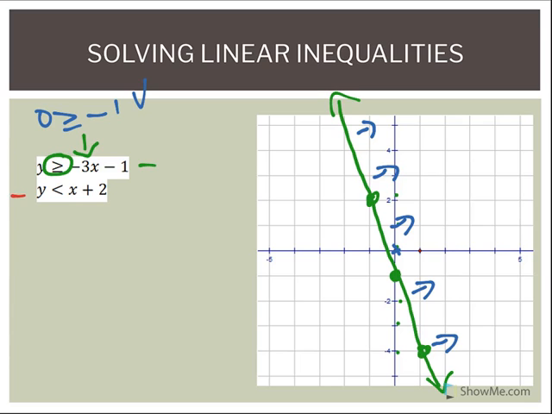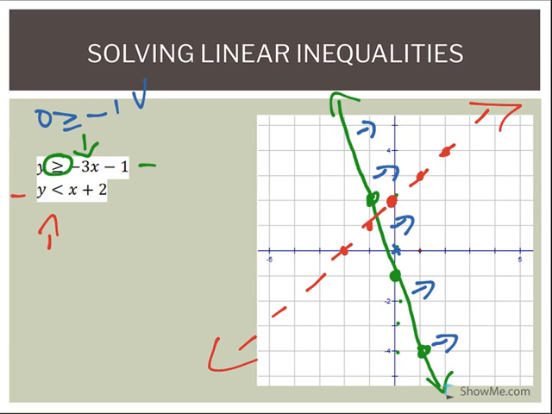Now let's move to my second line. I have a y-intercept of 2 and a slope of 1, so I'm going to go up 1 over 1, or down 1, left 1, down 1, left 1. I do not have the equal to, so this is going to be an open, dotted, dashed line, whatever you want to call it. Now, which way am I going to shade?